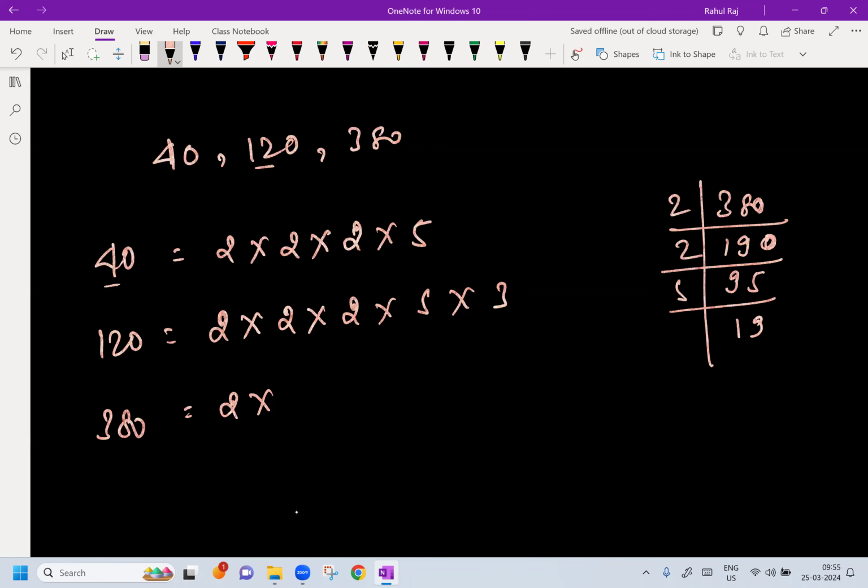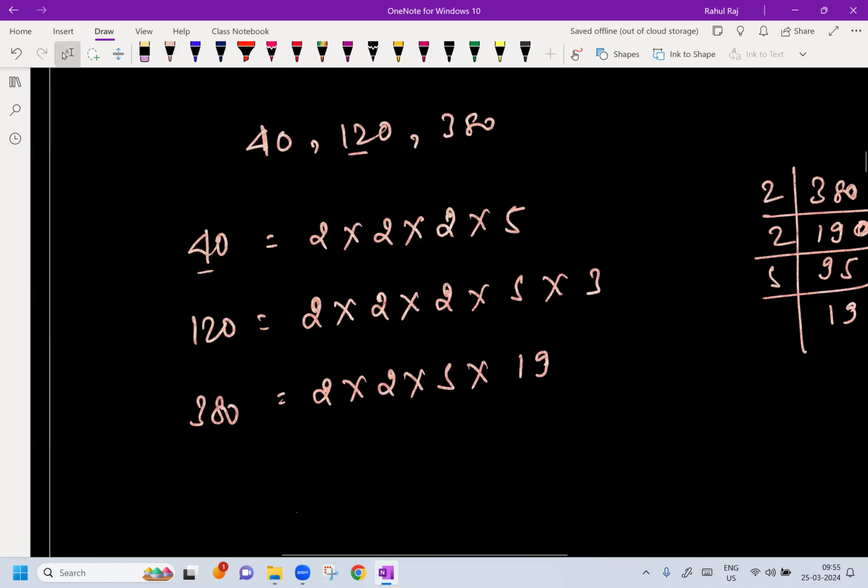So 95. Now, the moment I see 5, I'll divide directly by 5. So it's just 2, 3, 5. All the numbers can be expressed in this form, 2, 3, 5. Some numbers would go in terms of 7, 11, 13, but not all. Eventually, whatever questions will be asked will be expressed in the form of 2, 3, 5s. So I can say 380 is nothing but 2 cross 2 cross 5 cross 19.